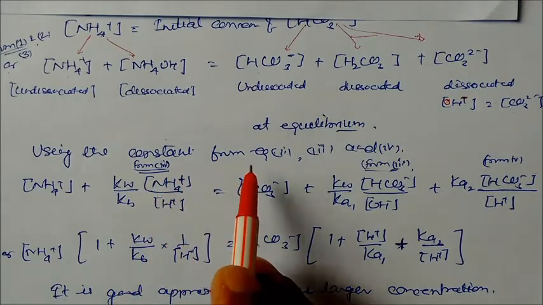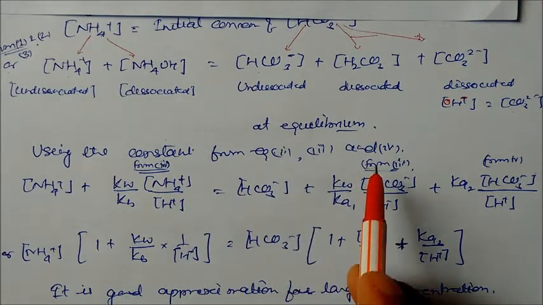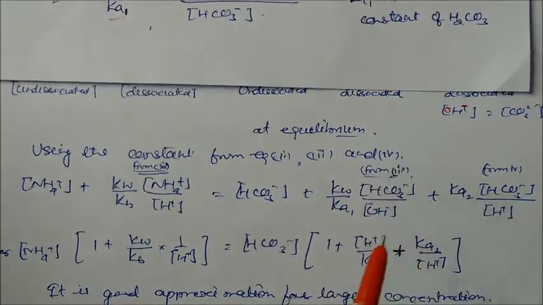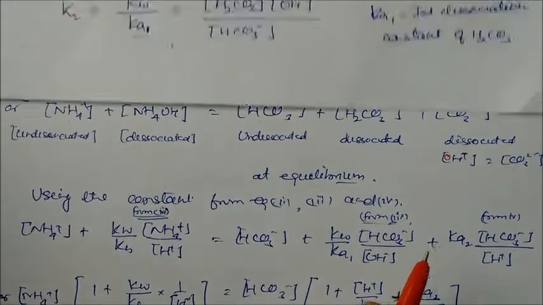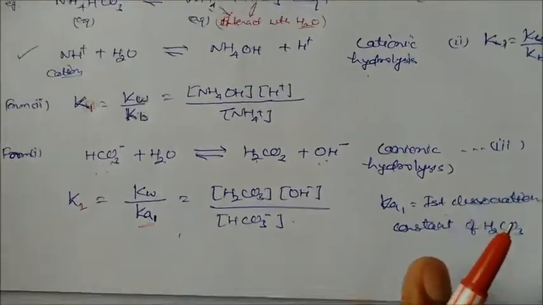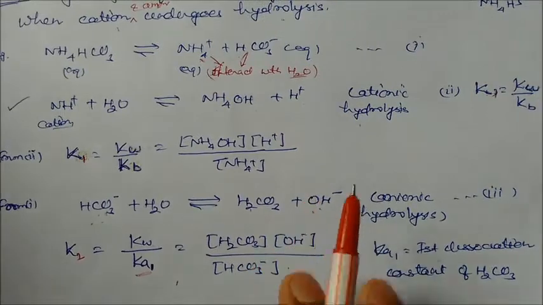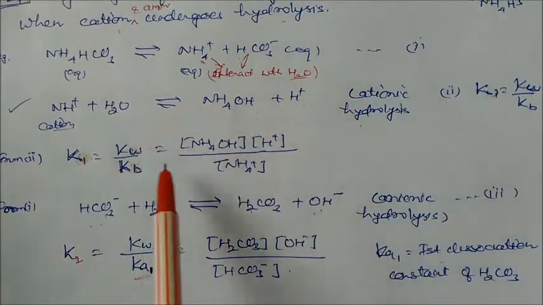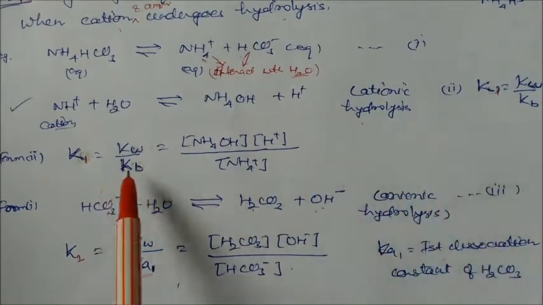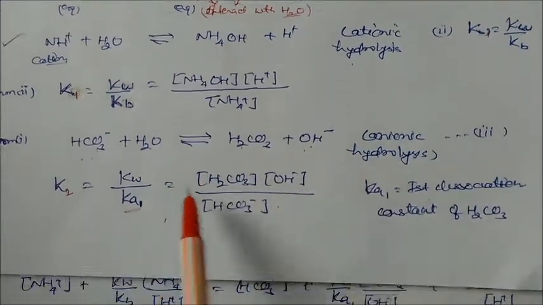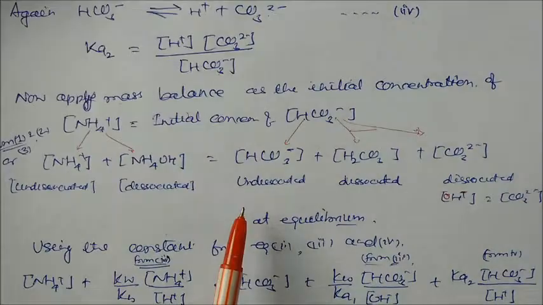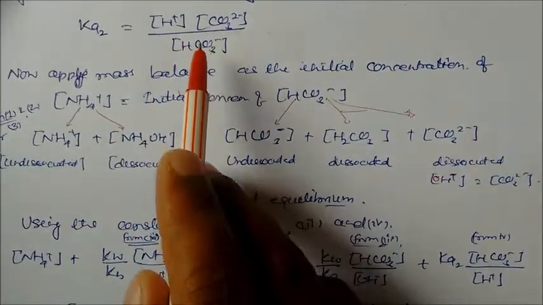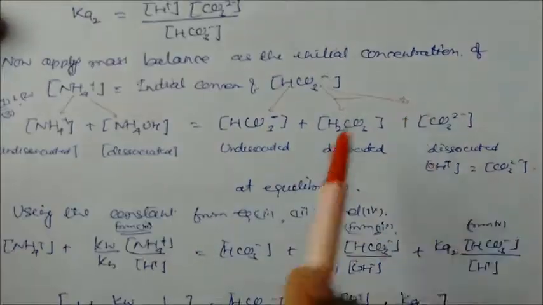Now using the equilibrium constants, that is 1, 2 and 4, or 1, 3 and 4. See here, let me show you. This is the constant of 1, we have seen it. This is the constant of 2, this one is the constant of 3, and one more is the constant K2, this one. So we will use this relationship here.